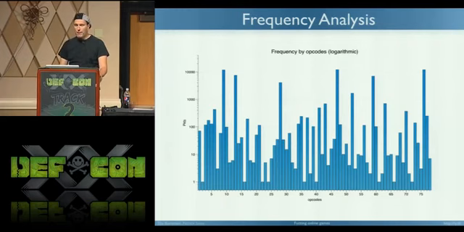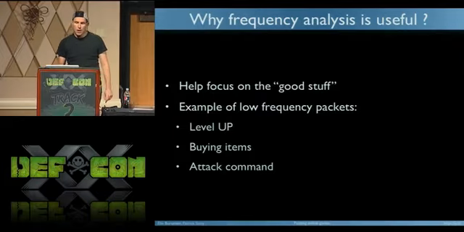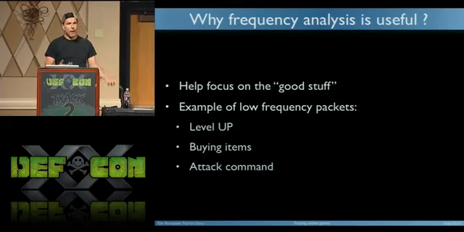Some opcodes are very, very frequent. There are mainly pings and updates on location and stuff like that, which are not really what you are interested in. On the other hand, there is a handful of opcodes which are very, very, very rare. And these are the ones you actually care about. Why? Because the small stuff is usually the good stuff. For instance, level up is not that frequent. You're not going to level up every second, so you might have like 4 or 5 of those in the trace.